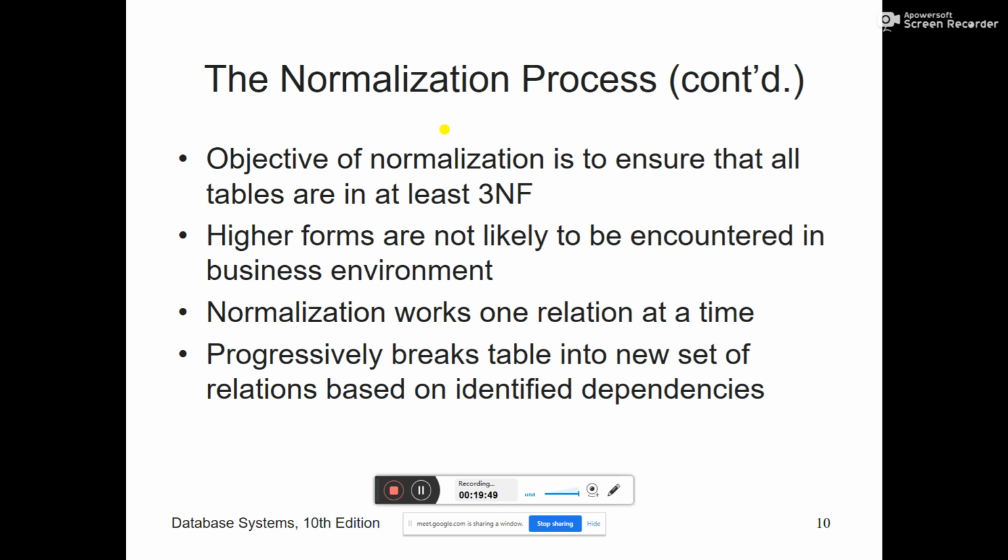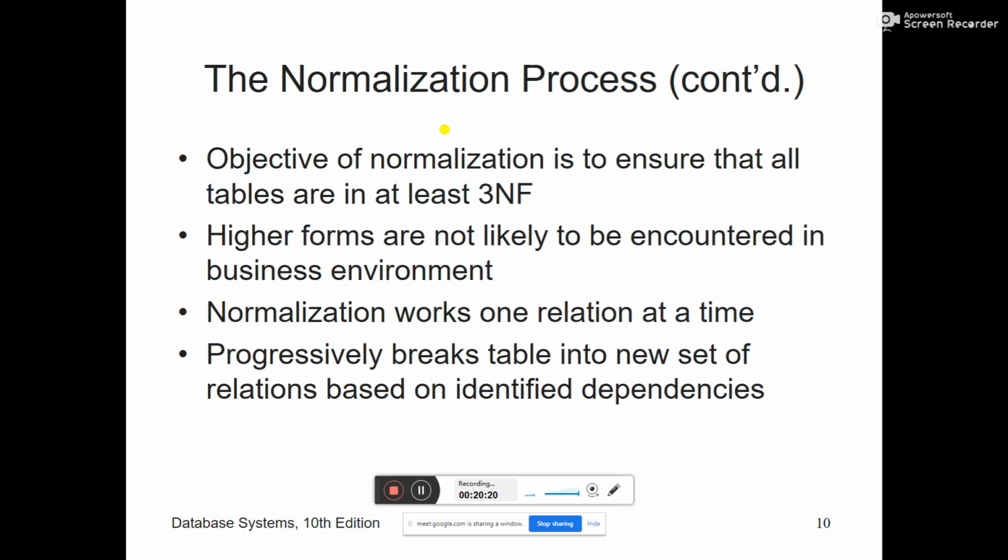Okay, from the data modeler's point of view, the objective of normalization is to ensure that all tables are at least in third normal form. So when you design your database, you must make sure that your tables are at least in third normal form. Higher normal forms exist, but as I told you, most of the time these are not desirable in our business processes.